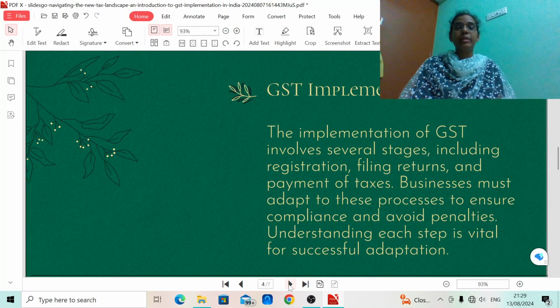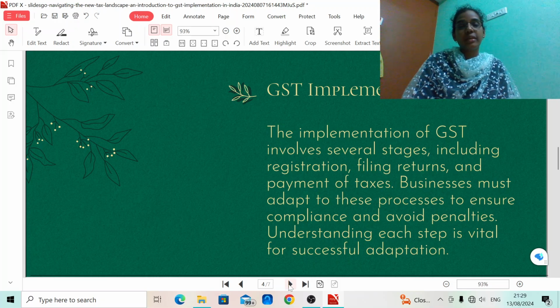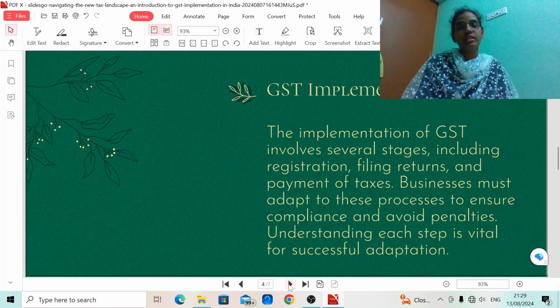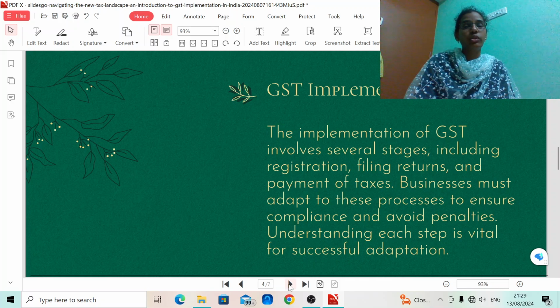So GST implementation process. GST implementation was a real history where the GST Council had to go through many stages in implementing GST because they had to sort out how the registration is going to be and how do they file returns and how are they going to collect the taxes. So businesses should also be able to adopt to these processes and compliances and avoid penalties.